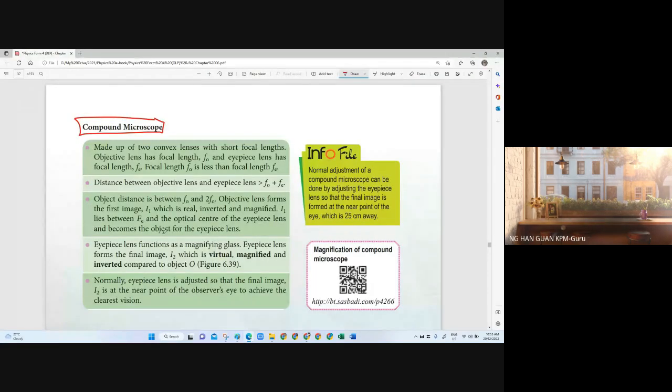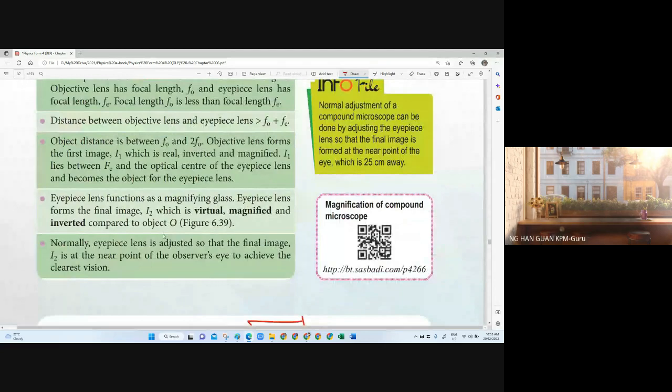So when you go back to your books, you see the final image is virtual, magnified, inverted, compared to the object. Basically, the first image and second image, either telescope or microscope, have exactly the same characteristics. Exactly the same result compared to the object. Only the difference is the arrangement of the lenses and the position of the object.